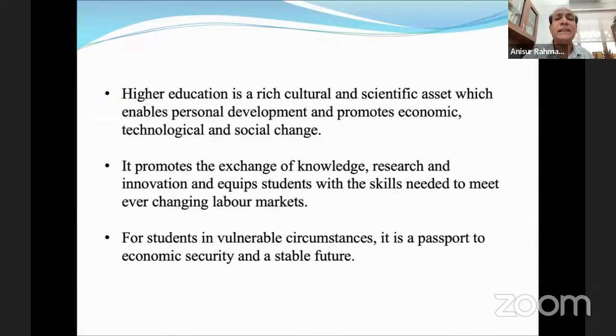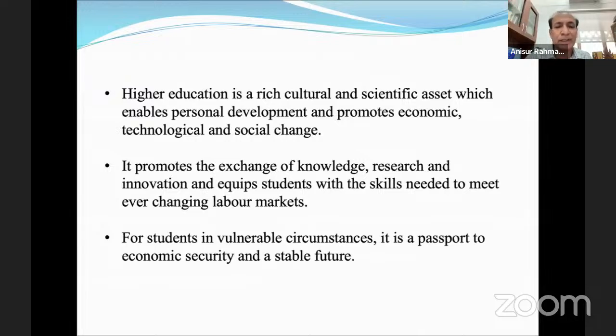Higher education itself is a rich cultural and scientific asset which enables personal development, and it also has the potential to promote economic, technological, and social change. Social transformation takes place on account of the development of economic activity, which comes through education. Social change is only possible if we develop our education system. The higher education system also promotes the exchange of knowledge, research, and innovation, and equips students with the skills needed to meet changing labor markets. We need to keep all these issues in mind while preparing curricula, and that is very important.